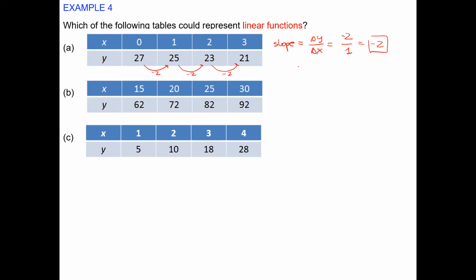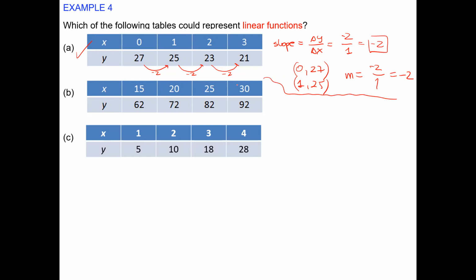Also, if we take two points, for instance (0, 27) and (1, 25), we may also compute the slope. The slope is y2 minus y1, 25 minus 27, over 1 minus 0, which is 1. The same thing. That means yes, this is linear. Let's check the second one.